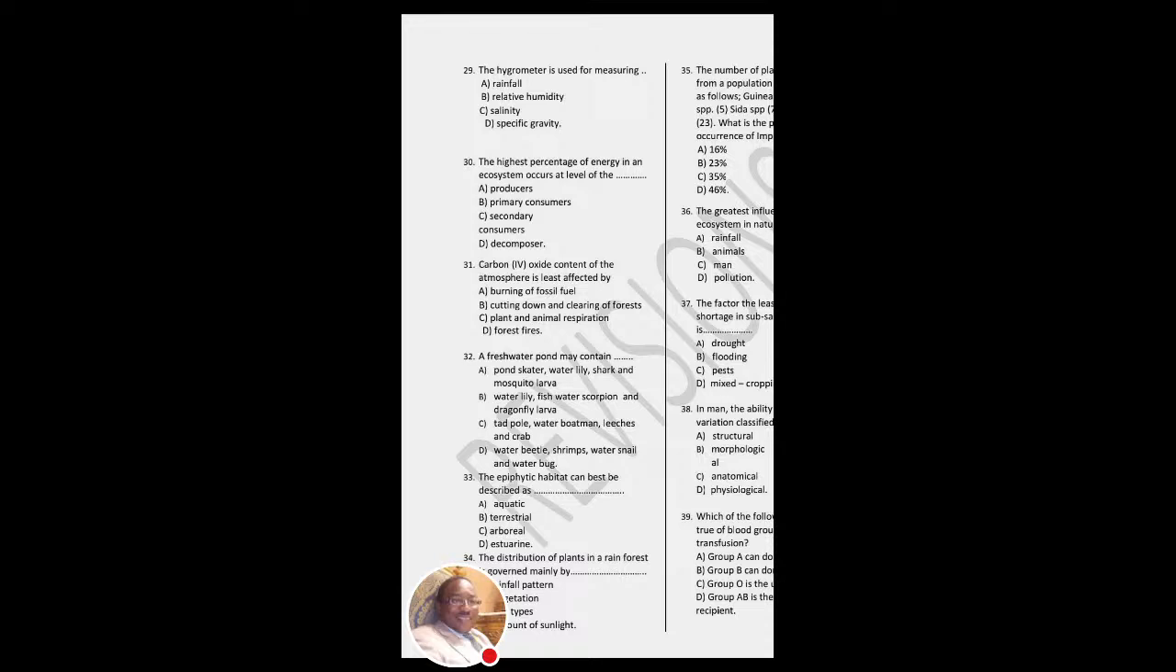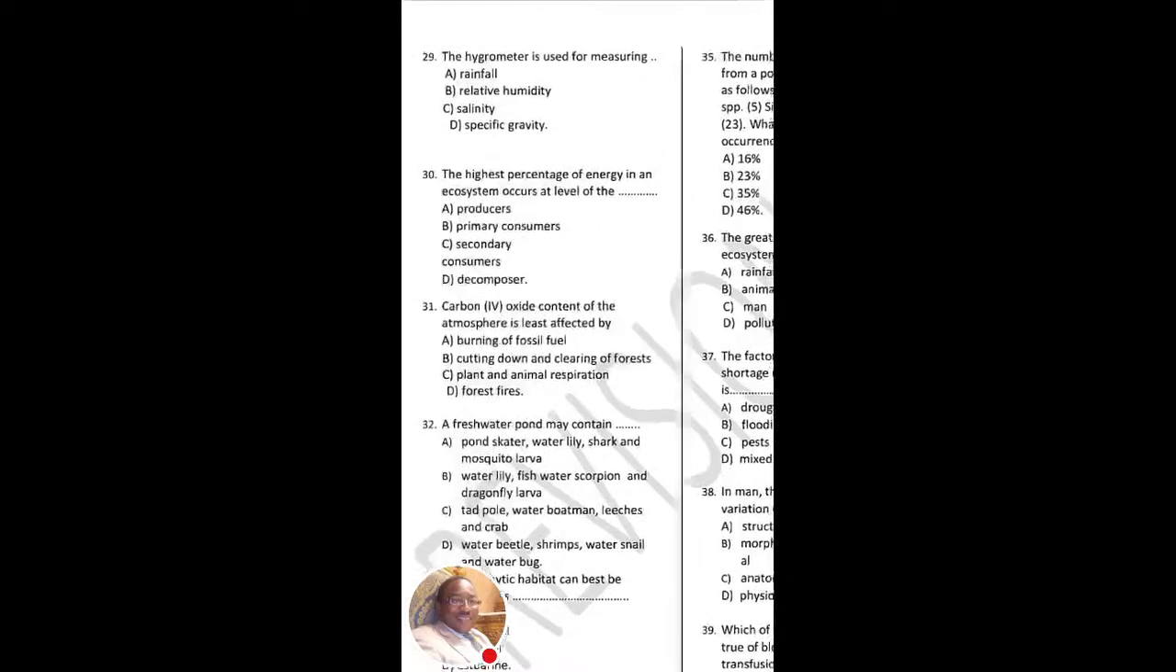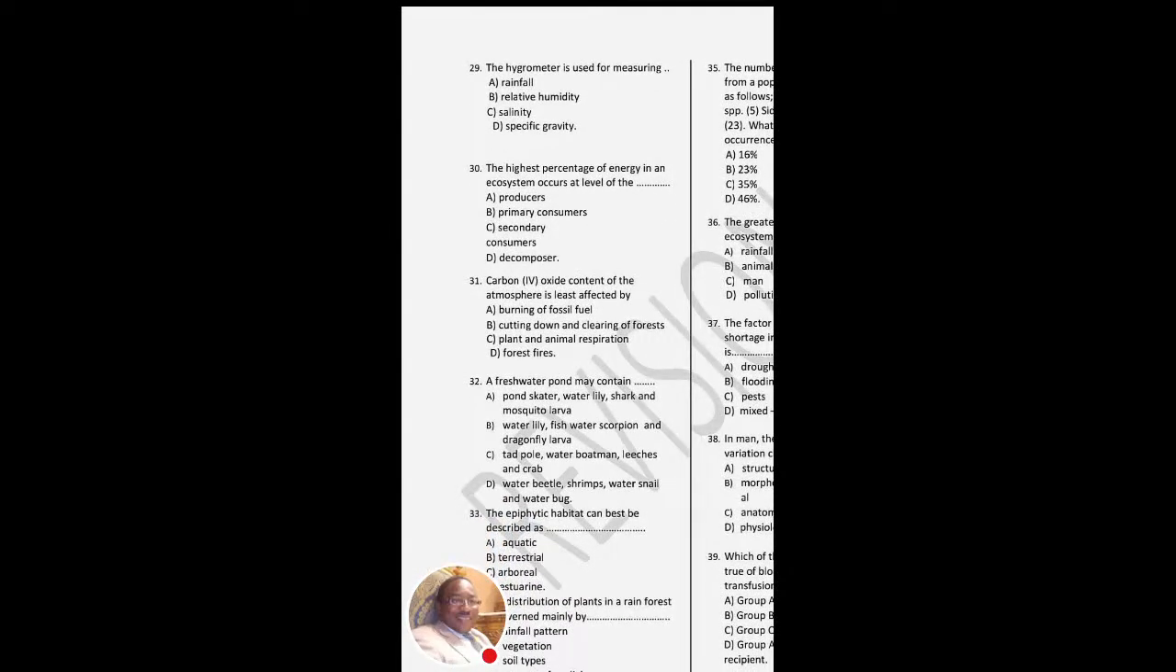Rainfall, a rain gauge is for measuring rainfall. Of course, salinity of water can be observed by the taste, while specific gravity is something I'll find out from my professional colleagues, what is used to measure specific gravity. That's something I have to learn from my colleagues. Okay, let's move on.